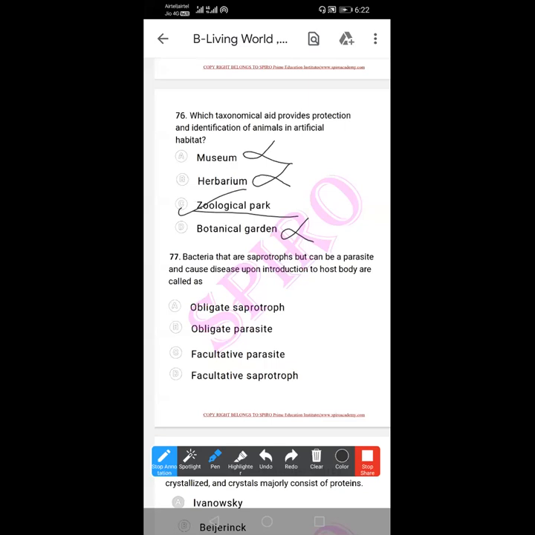You would have seen the Anna Zoological Park in Chennai, Vandalur Zoo. It is one of the finest zoological parks in Chennai. So there you will have natural habitat-like characteristics for the animals, but it is artificially created. So the correct answer is option C.